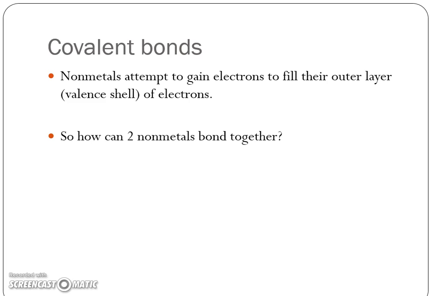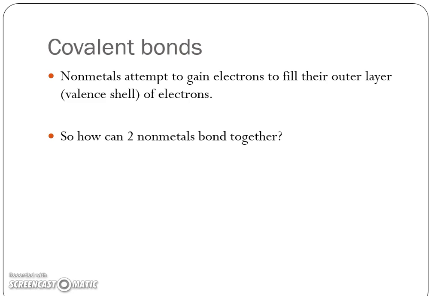Alright, so covalent bonds. Remember, nonmetals attempt to gain electrons to fill that outer layer. Again, the octet rule still applies, but the problem in this case is, if they're both trying to gain electrons to fill their outer layer, where do these electrons come from? So transfer isn't going to work. How can two nonmetals bond together? Well, they can share.